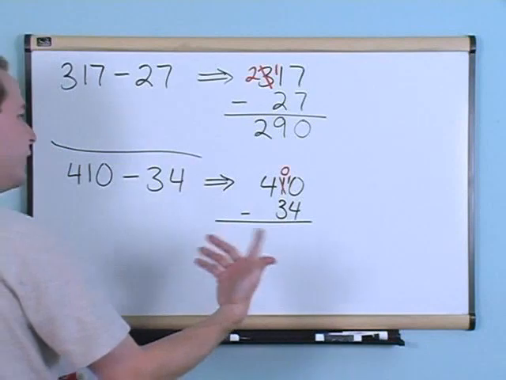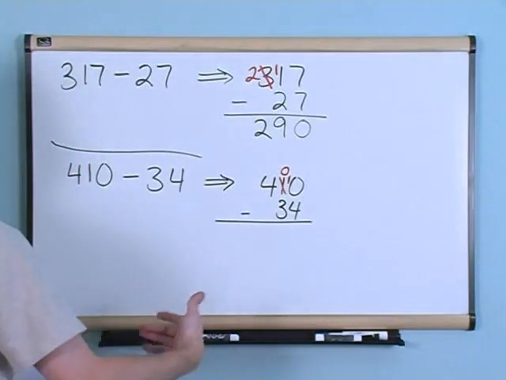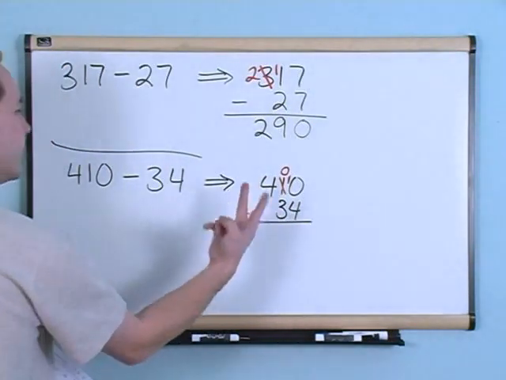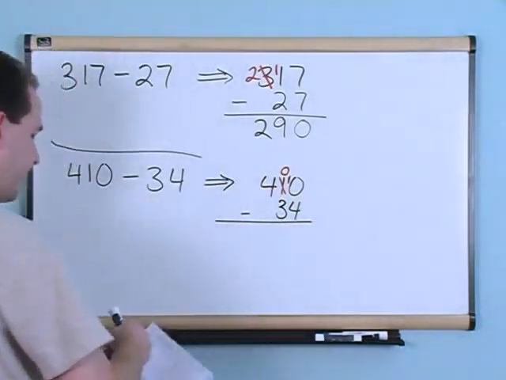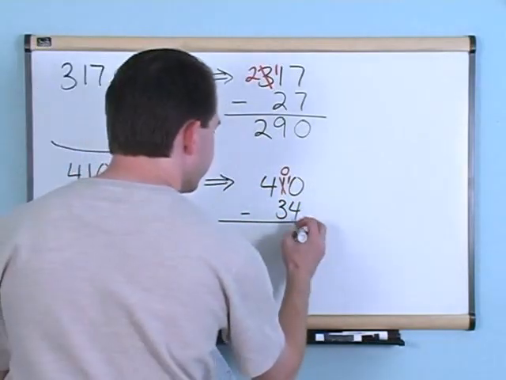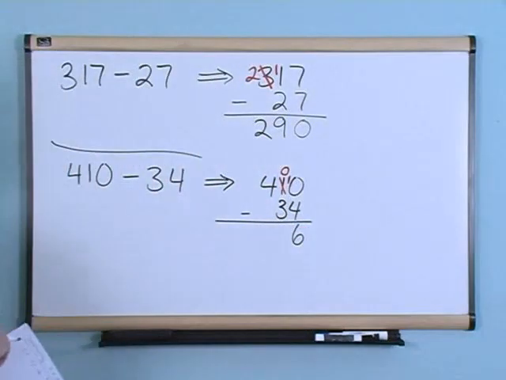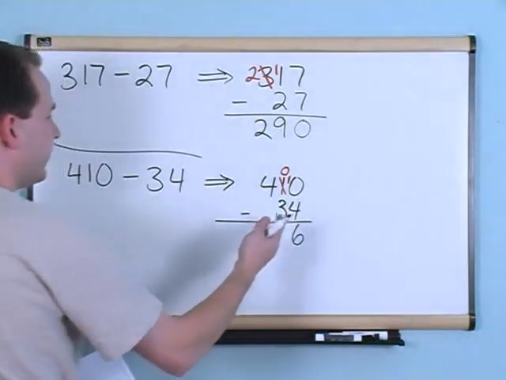If you do that on your fingers, 10 minus 4, starting with 10, 9, 8, 7, 6. I subtracted 4, so what I'm going to be left with is 6. And 6 goes right here, underneath that column. 10 minus 4 is 6. So we're done with that column after we've done the borrowing.